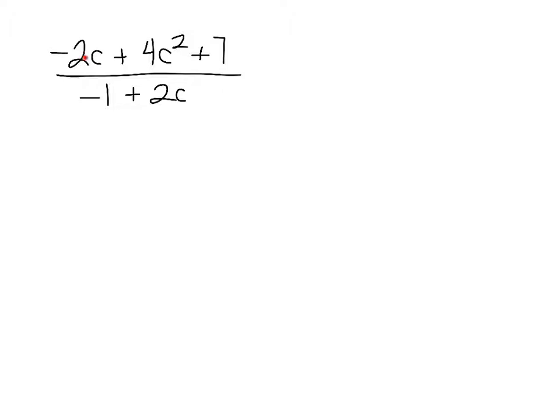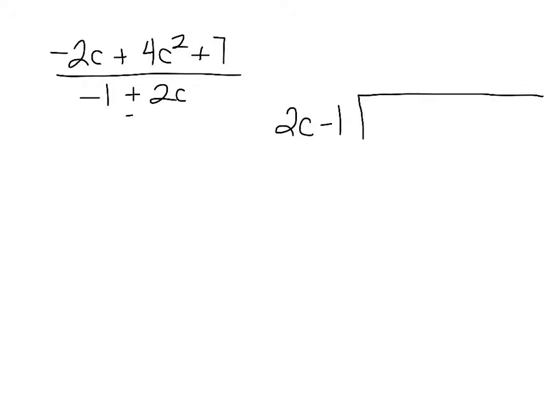You can see here that they have this c squared, but they put it after the c term. And down here they have a c, but they put it after their number. You would always need to write this in decreasing order of that exponent. So when I write this out, my divisor is this denominator, so I'm not going to write negative 1 plus 2c. I'm going to write it as a positive 2c and then the negative 1.